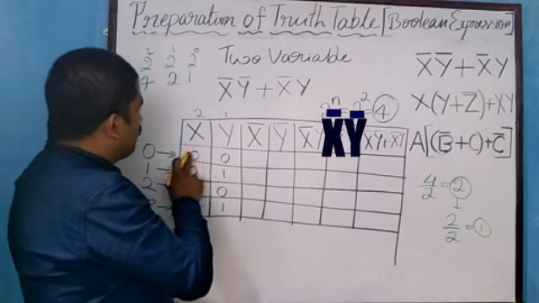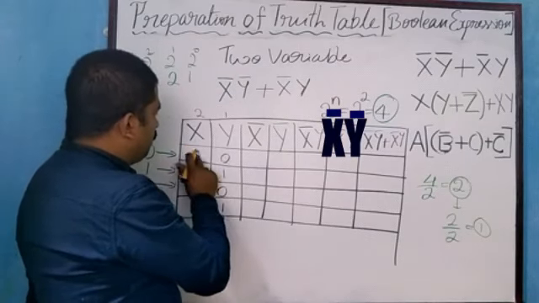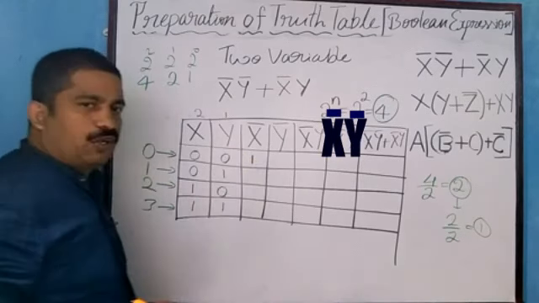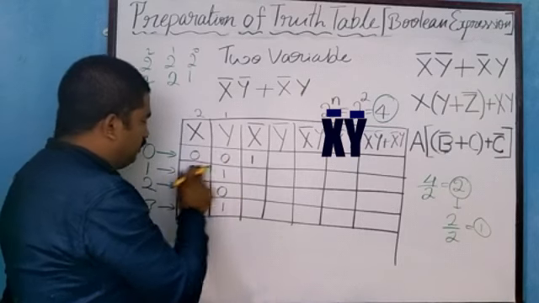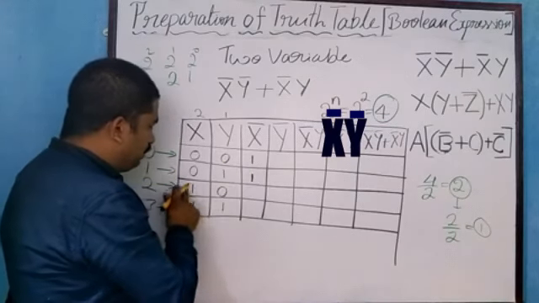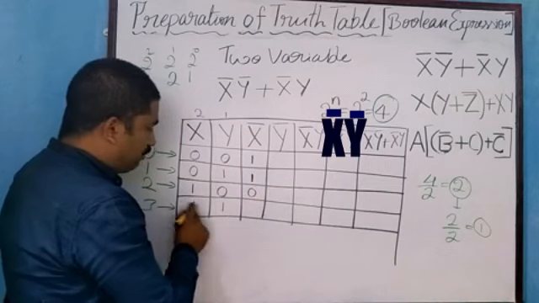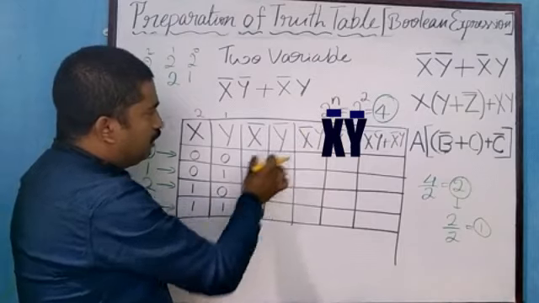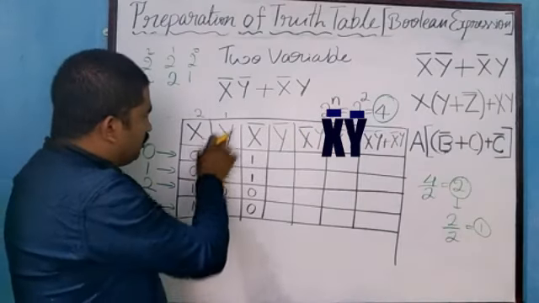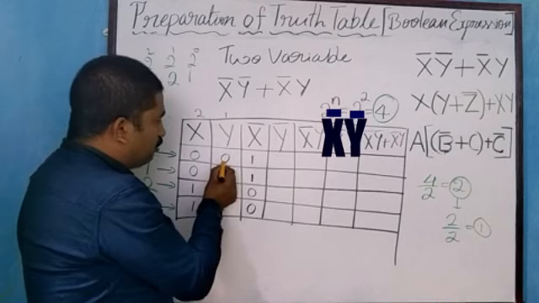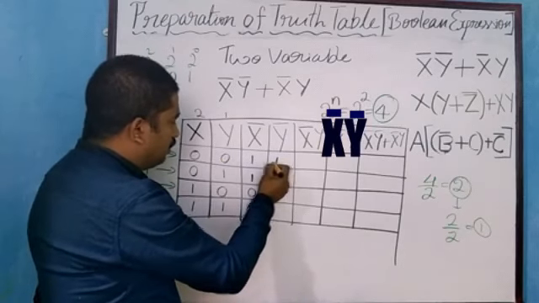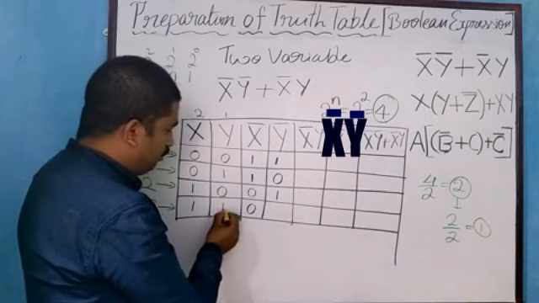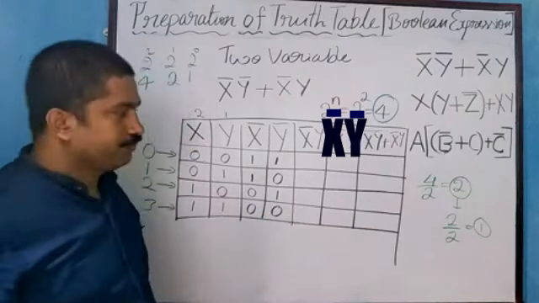Now find the complement of x, because we need complements. Complement of 0 is 1, complement of 0 is 1, complement of 1 is 0, complement of 1 is 0. Okay. Next we need y complement. See this column. 0, 0's complement is 1. 1's complement is 0. 0's complement is 1. 1's complement is 0. Okay.